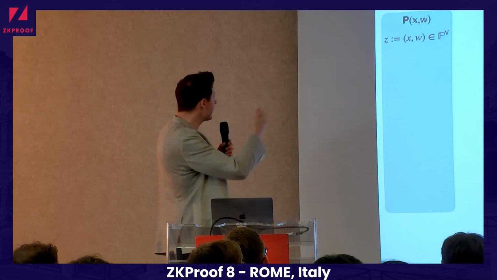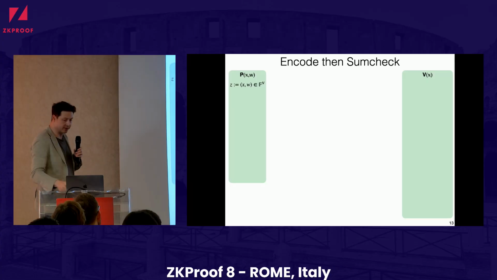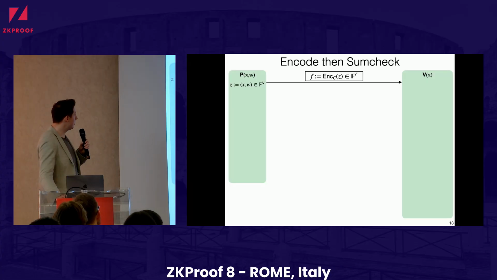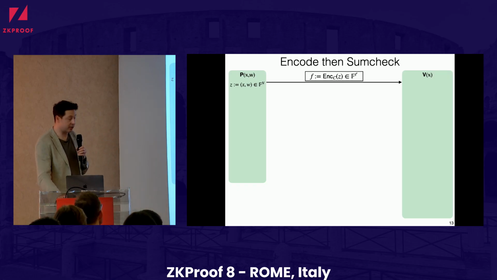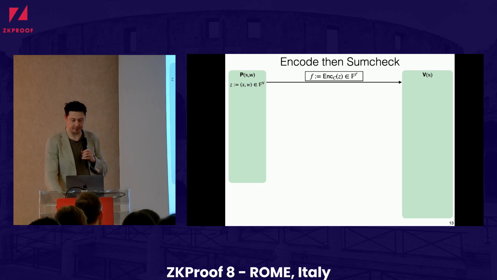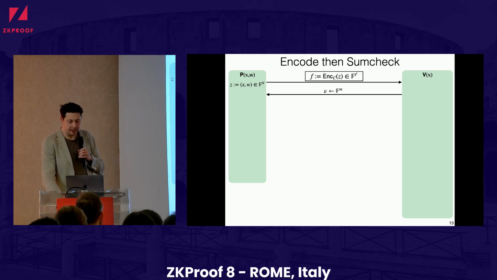The prover will assemble the full vector from the instance and the witness. And then, given any code, really any code, it will just encode that full satisfying assignment and send it over as a codeword. That's an oracle. Okay? Actually, I think this is going to be the only oracle in this protocol. The verifier sends over some randomness for the reduction from vanishing to sum-check.